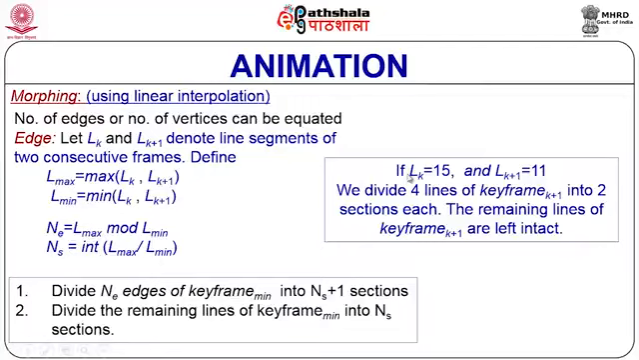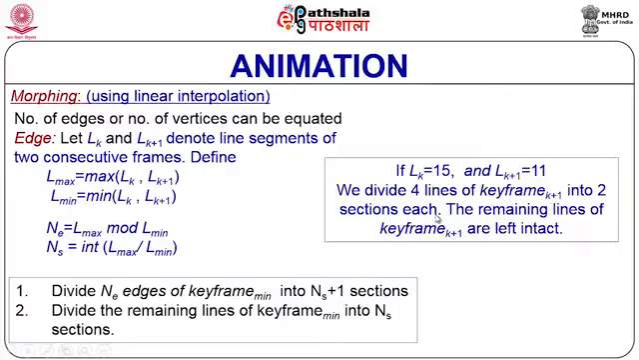Now, see here an example. If Lk is 15 and Lk plus 1 is equal to 11, we divide four lines. You can take it vice versa, because the initial keyframe should have fewer edges and the final keyframe should have more. We divide four lines of keyframe k plus 1 into two sections each. As per this, max is 15, min is 11. So, we divide four lines of keyframe k plus 1 into two sections each.